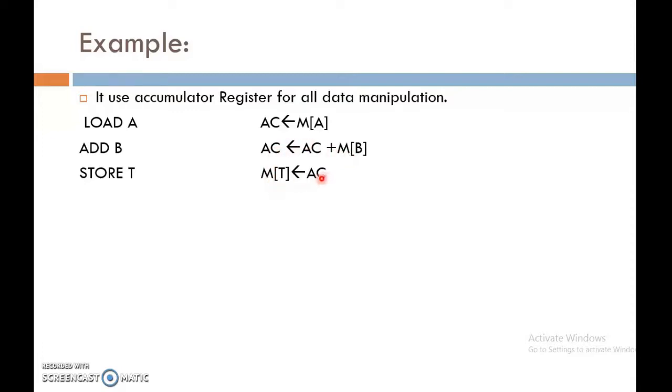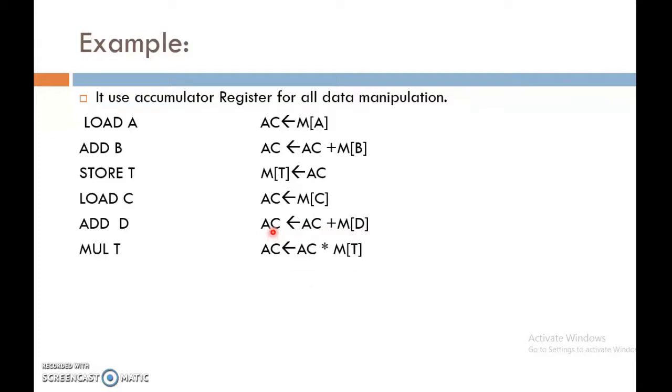Then whatever answer we get from the addition of A and B will be transferred to the memory location, temporary memory location, which is symbolized by T, M of T. Then again we will use accumulator and we will load value of C into accumulator. Then again the addition of accumulator, content of accumulator and the content of memory location symbolized by T will be done and the answer will be stored into accumulator.